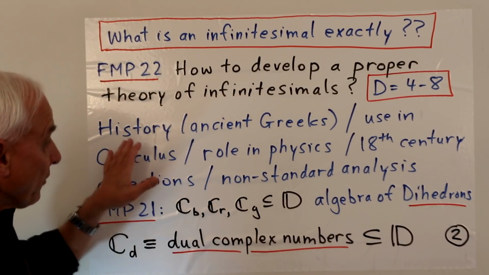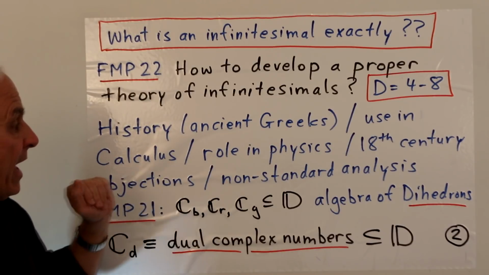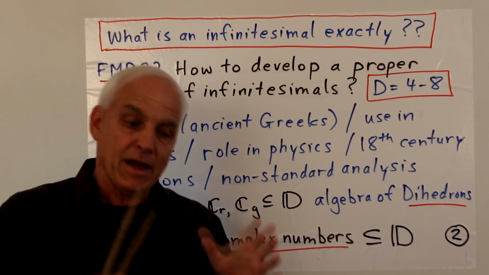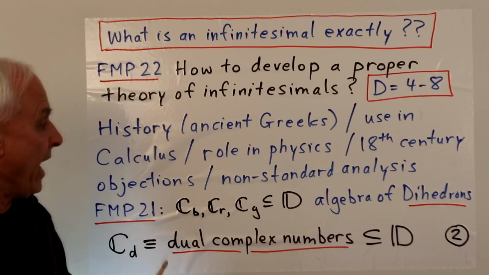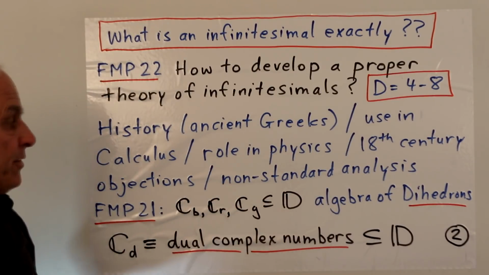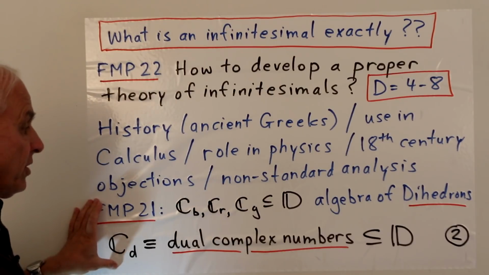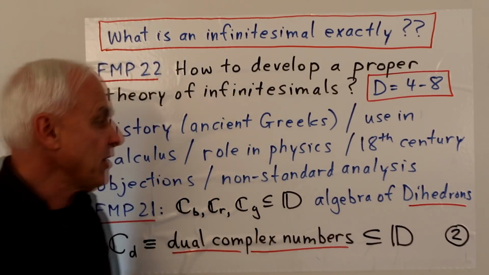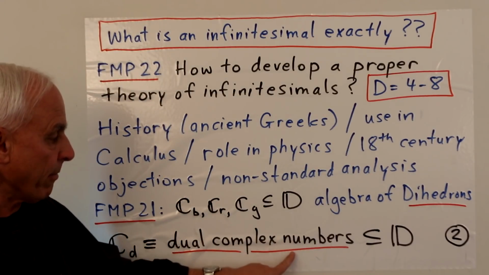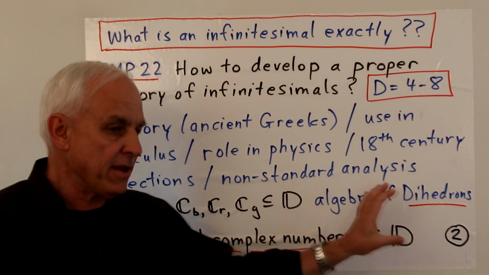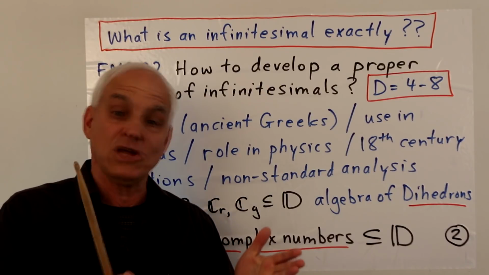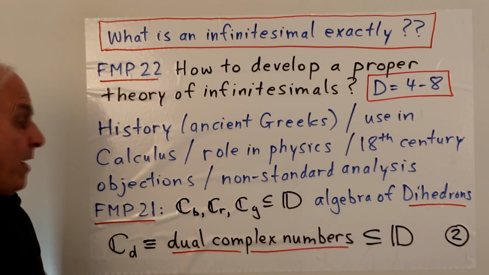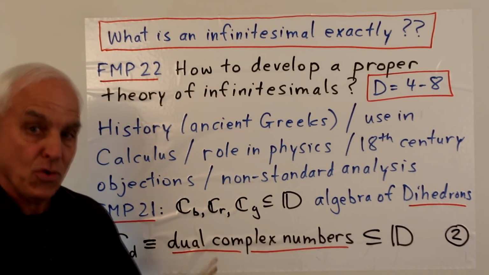So today we're going to talk about the history of the infinitesimals, a little bit about the objections that 18th century mathematicians and others centered on this concept. And we'll also briefly talk about non-standard analysis. And we're on the road to explaining a proper theory of infinitesimals in the context of what we might call dual complex numbers. So this is going to take place in the algebraic context that we've just been talking about in our previous famous math problem, number 21, where we talked about constructing the true complex numbers.